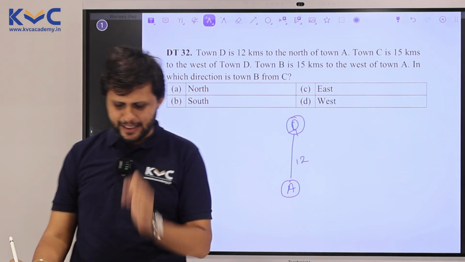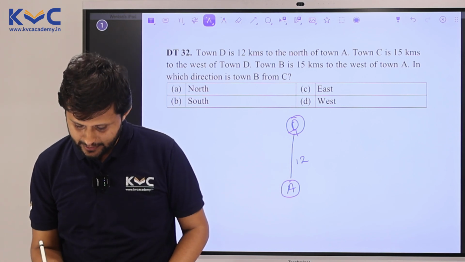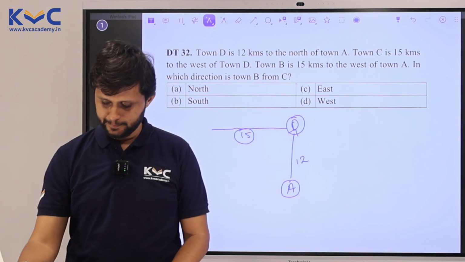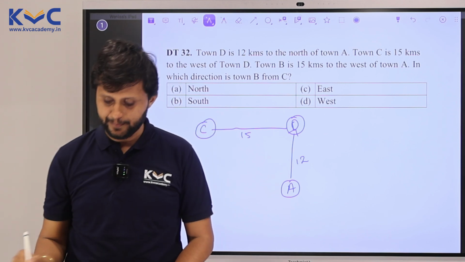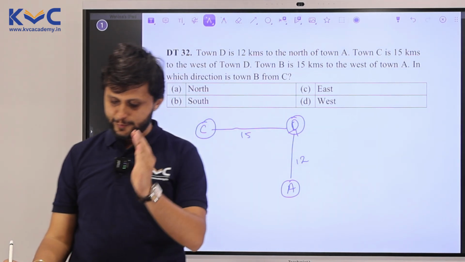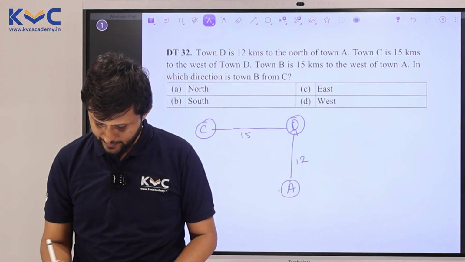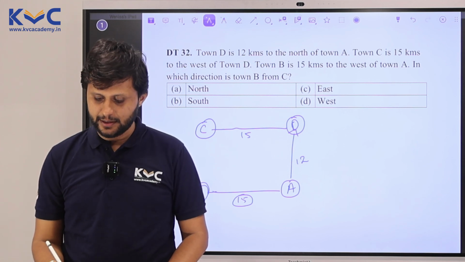Town C is 15 kilometers to the west of D. West, this side. How many? 15 kilometers. Which town is that? Town C. Town B is 15 kilometers west of A. Okay, again 15 kilometers.